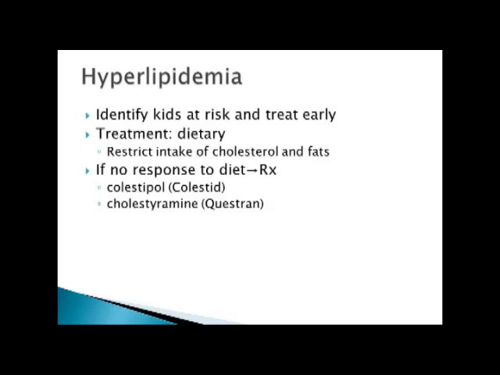Another issue is hyperlipidemia, and we're now seeing more and more kids at risk for high levels of lipids, and part of it is because of our rate of obesity. So we need to identify kids that are at risk and treat them early. Sometimes what they'll do, first of all, is look at cholesterol and fats. If that's not a response, some children are actually put on anti-hyperlipidemics as a possibility.